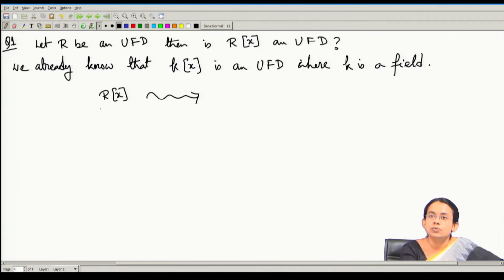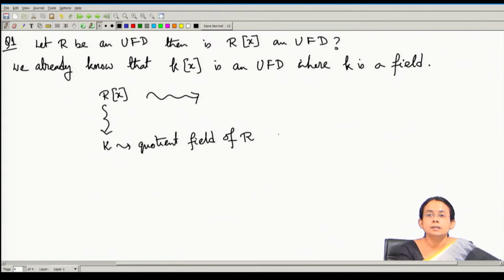Since R is a unique factorization domain, it is of course an integral domain. So, in that case I can associate with R its quotient field. From R I can get K, where K is the quotient field of R. As R is an integral domain, we have already seen the construction of the quotient field, and so from R I can construct this quotient field. So, now I can have K[x], the polynomial ring over this field, and I know that this is a UFD.